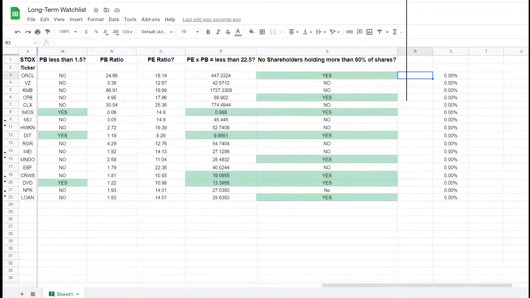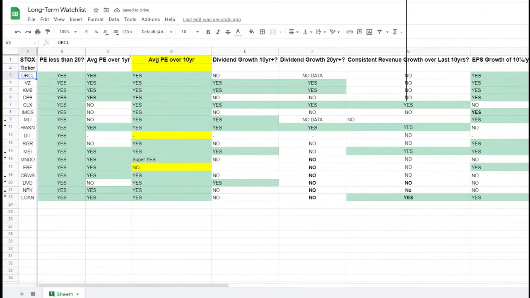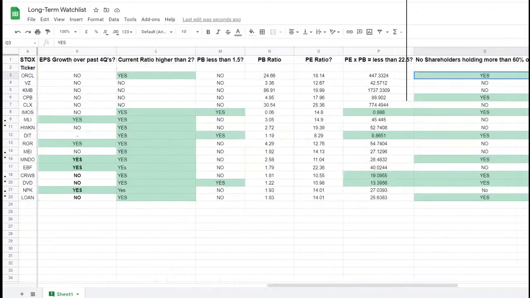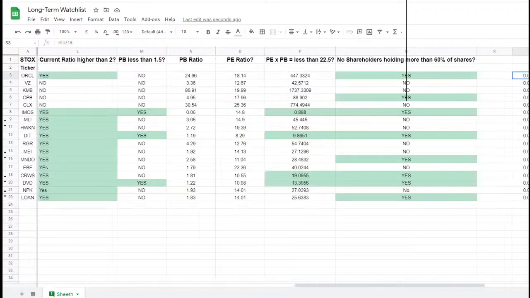So check this out. Where you see the highlighted cell right now, whatever number I put here, it automatically calculates as a percentage. What does this percentage mean? It takes all of the factors that we looked at, from PE less than 20 all the way down to Q, which is no shareholders holding more than 60% of shares, and divides by 16, the total number of factors we utilized. This tells us how good a stock is, to narrow down this entire list of stocks.